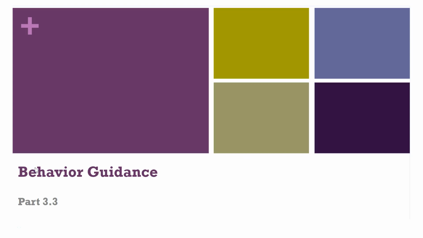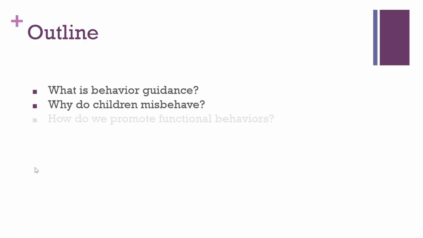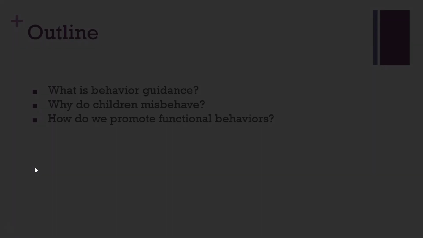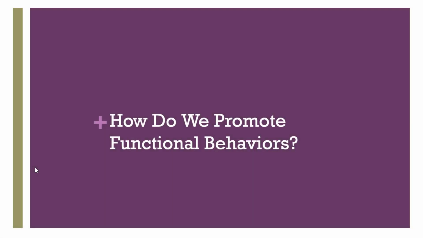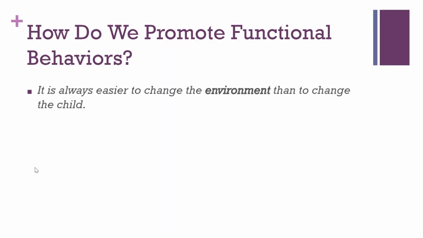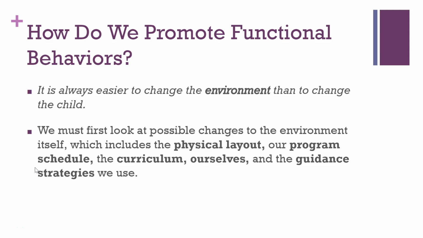Behavior Guidance, Part 3.1. Continuing on with our outline, we are reflecting on the last objective, which is how do we promote functional behaviors? Remembering that functional behaviors are easy to promote when first looking at the environment. The environment is going to include the physical layout, our program schedule, the curriculum or enrichment and activities that we offer. It's also going to include us as the adults and how we are modeling and behaving and interacting with the children and others that the children see us interacting with, and guidance strategies.